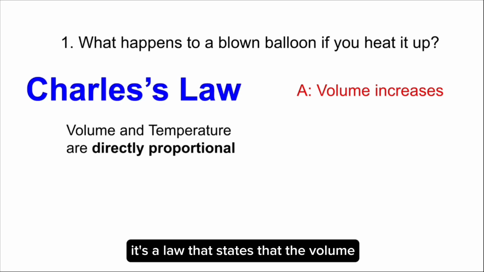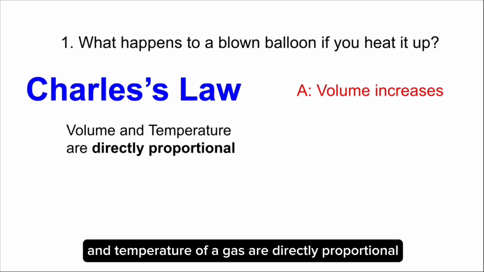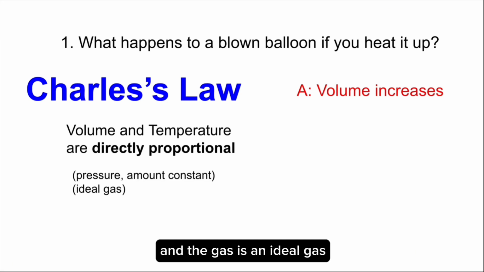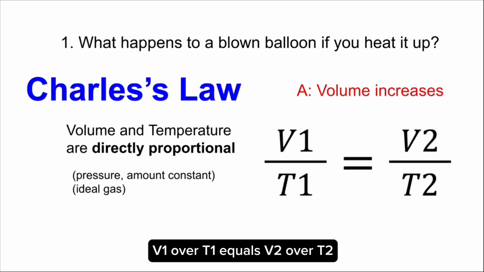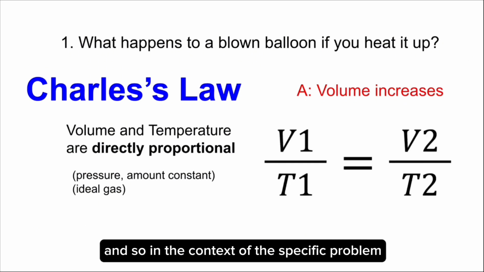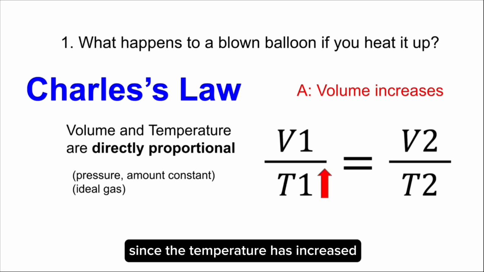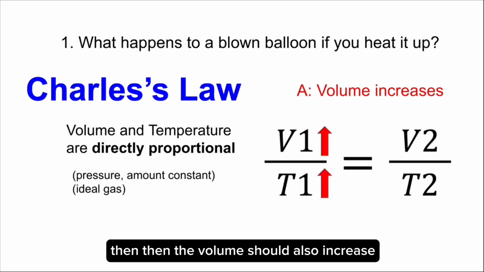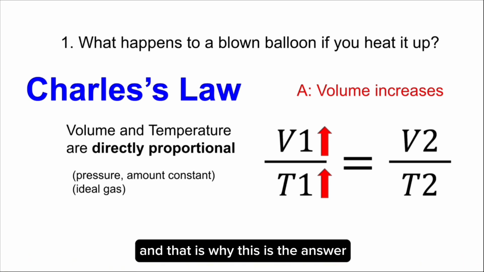It's a law that states that the volume and temperature of a gas are directly proportional, given that the pressure and the amount is constant, and the gas is an ideal gas. So if we write this in formula, we get V1 over T1 equals V2 over T2. In the context of this problem, since the temperature has increased, to keep the equal sign the same, the volume should also increase, and that is why this is the answer.